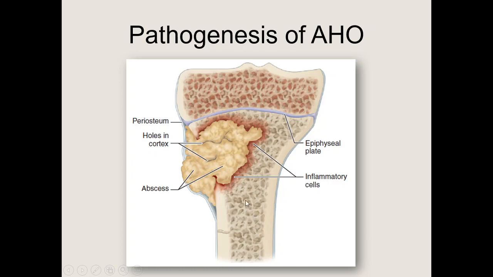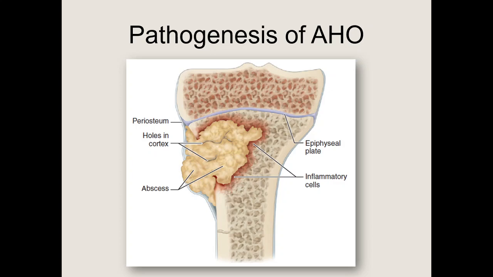However, the pus anywhere in the body wants to get out of the body as early as possible, and therefore the pressure builds up in the metaphysis, and then there are holes in the cortex due to the Haversian system as well as due to the Volkmann's system, and through these holes the pus will slowly track through the cortex and come and lie under the periosteum.